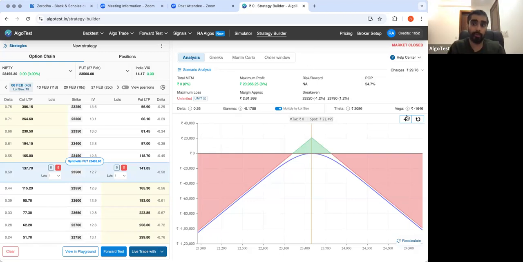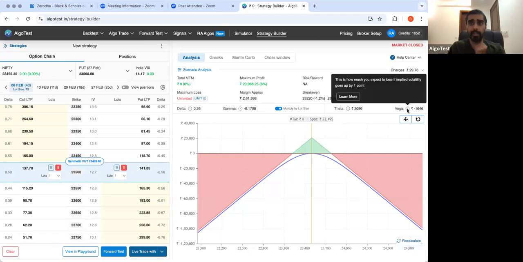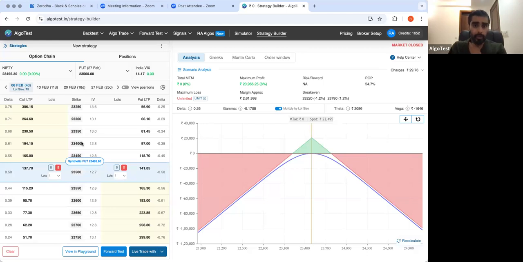So in this case, I'm short Vega, right? I've sold options. Selling options means I'm going to be short Vega. And here it's saying that this is how much you expect to lose if implied volatility goes up by 1 point as you hover over this, right? So that's my position Vega. We're all clear on these Greeks, right?